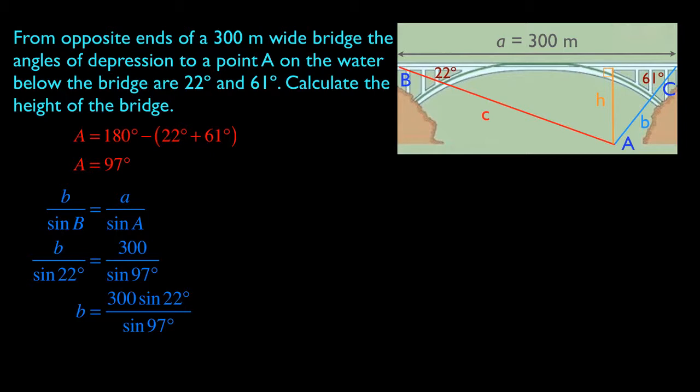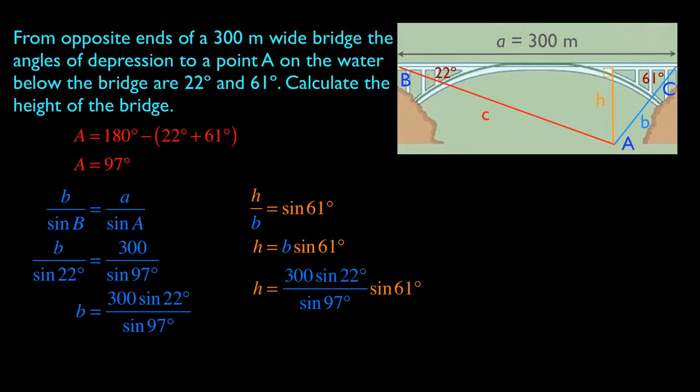I then look for an expression involving h, and it looks like this. h over b equals sine 61 degrees. So h must be b sine 61 degrees. Well, I have an expression for b, so I'll put that into my equation, 300 sine 22 degrees over sine 97 degrees times sine 61 degrees. Now that's quite a bit different from the expression that we had before when we broke the triangle into two right triangles. But in the end, we get the same answer, 99 meters.